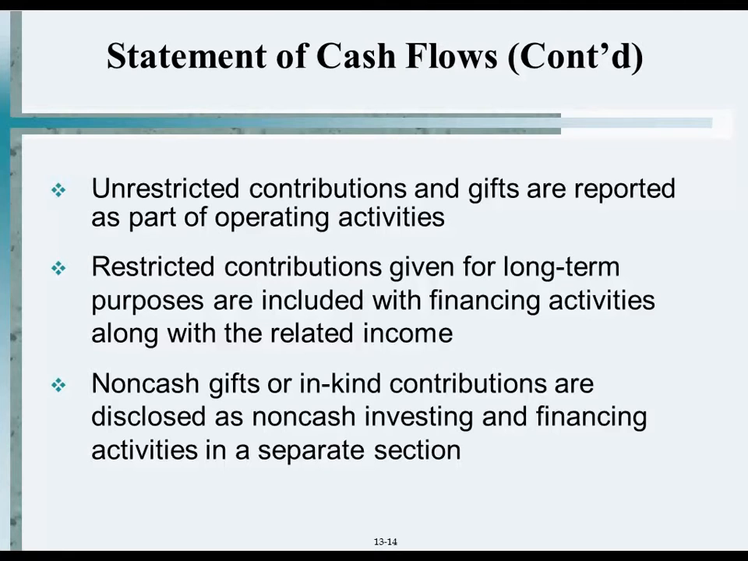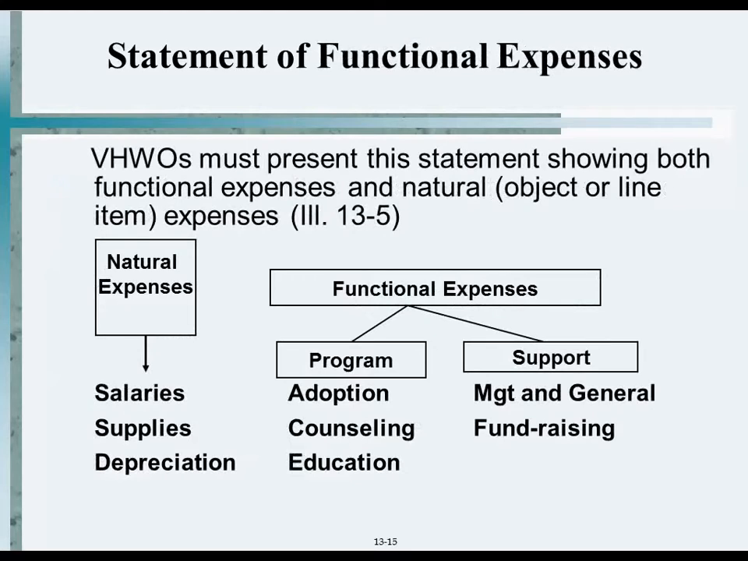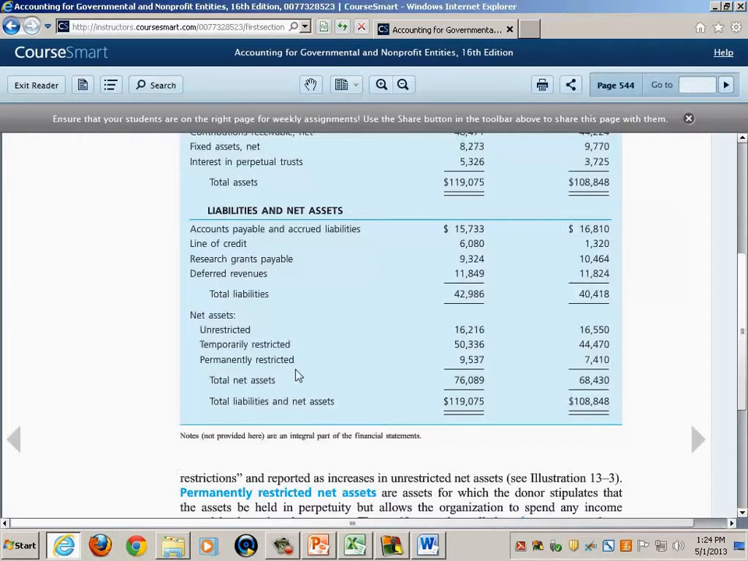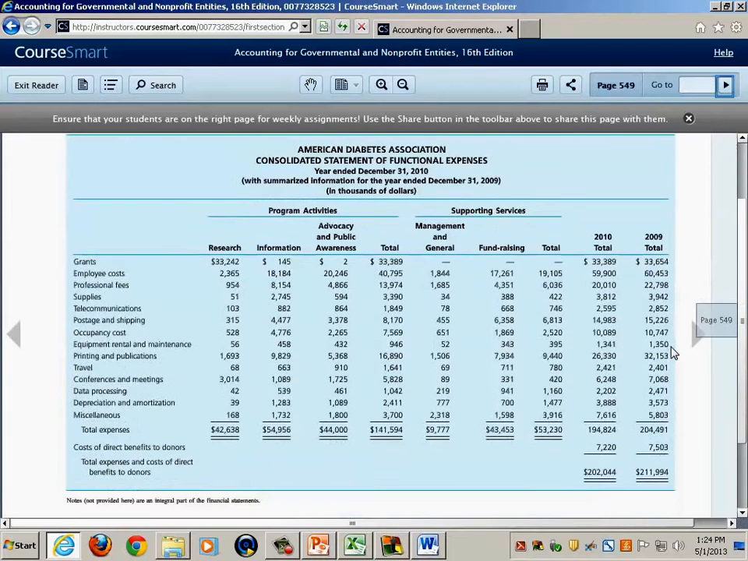Again, there's a cash flow statement here. Okay, now let's go to the statement of functional expense. And I keep coming to this because this is an important piece, and this is on page 549. And let me go back to our... okay, I want you to just take a look at this for a minute. Just see how it's organized. The statement is called Consolidated Statement of Functional Expenses.